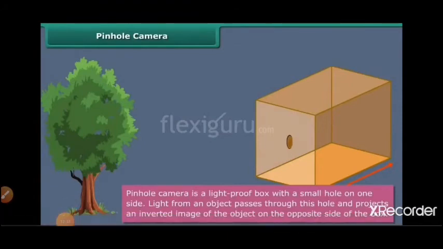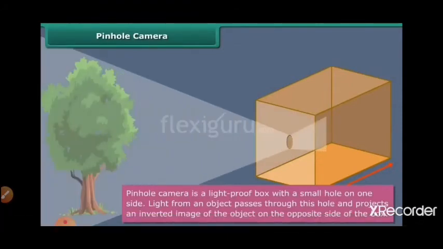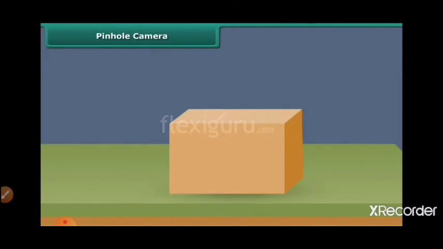So easily you can make a pinhole camera. This is a light proof box. That means if you take a cardboard box, you can make one hole in one side, and it looks a little bit like a camera, but the image you will get is inverted.